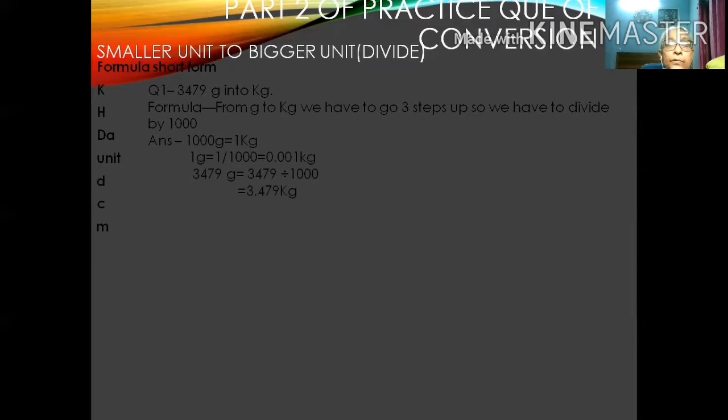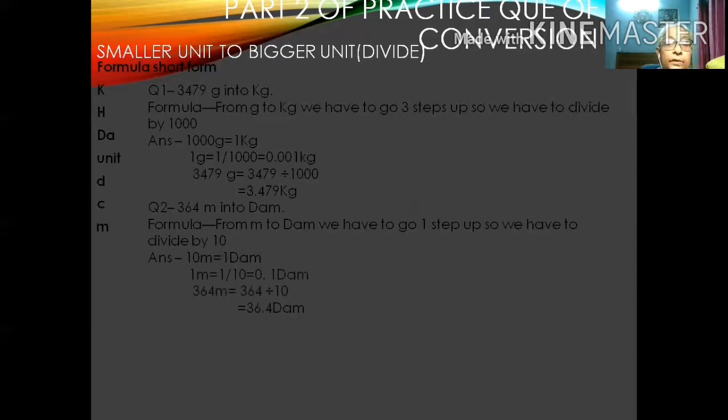3,479 gram into kilogram. Gram is the smaller unit and kilogram is the bigger unit. So how many steps are we going up from gram to kilogram? From gram, the unit, to kilogram, 1, 2, 3. We are going 3 steps up. So what do we have to do? We have to divide by 1000. That is 1000 gram is equal to 1 kilogram. So 1 gram is equal to 1 upon 1000, and 3479 gram is equal to 3479 divided by 1000, which is 3.479 kilogram.